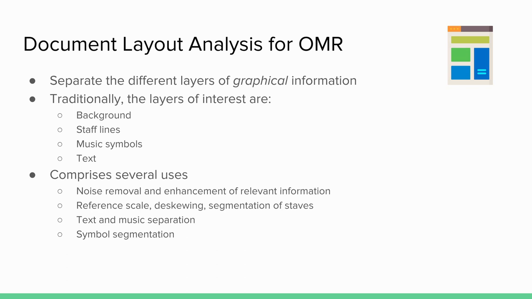We may also want to detect where the staff lines are, because the staff lines may hinder recognition of the music symbols, but they are useful for things like knowing the scale of the image, or they provide a good reference for correcting the skew of the image, and also for detecting where the different staves are. We may also want to separate the text and the music, because text is going to be processed by OCR and the music notation is going to be processed by OMR. And some workflows need that we provide the layer with only the symbols. So these four layers are most of the time the ones that we are interested in separating.